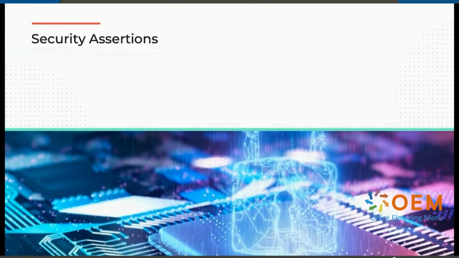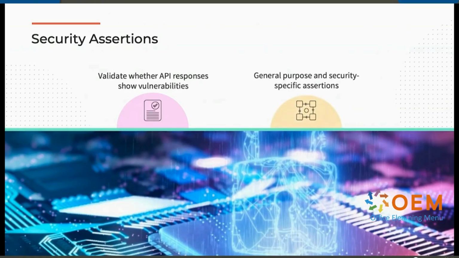These security scans serve as individual test steps in your security test, and you can add special security assertions for each of these scans as well. These security assertions are meant to validate whether the API responses expose the vulnerabilities of your server. The general purpose assertions that you've seen in functional tests can be configured for security scans as well. In addition, there are special security specific assertions, such as checking for inadvertent sensitive information exposure.